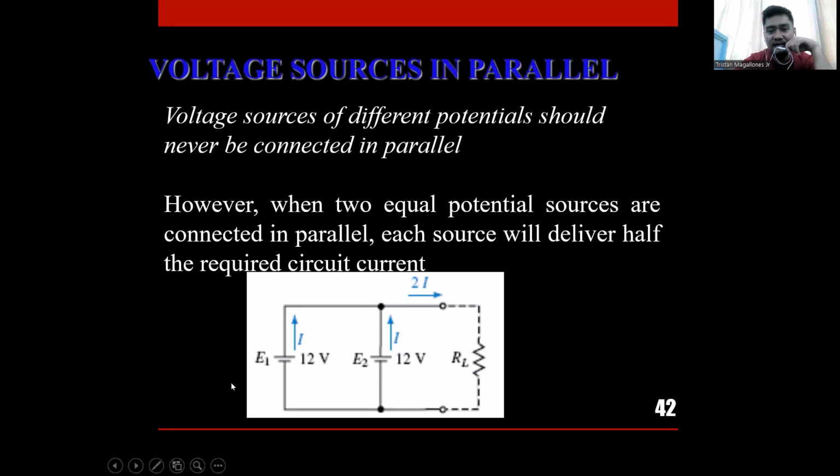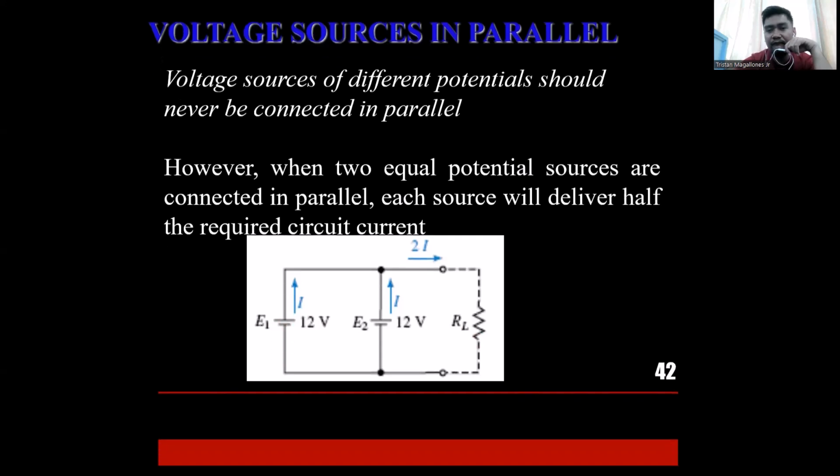If ever they are connected in parallel, the total current will be divided by the two voltage sources. So if there is a current going through here and a current going through there, the total current will be 2I. So one I, or half of the current, will be coming from this element here and half of the current will be coming from this voltage source here.